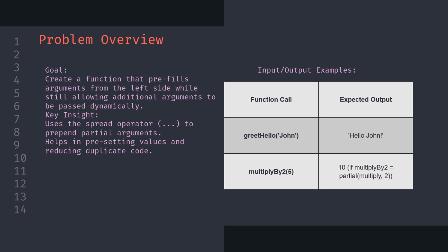In programming, we often reuse functions with the same initial arguments, but different final arguments. This method allows us to preset the first few arguments, making the function calls more readable and efficient. This is especially useful in scenarios like greeting messages, arithmetic operations, and event handling.